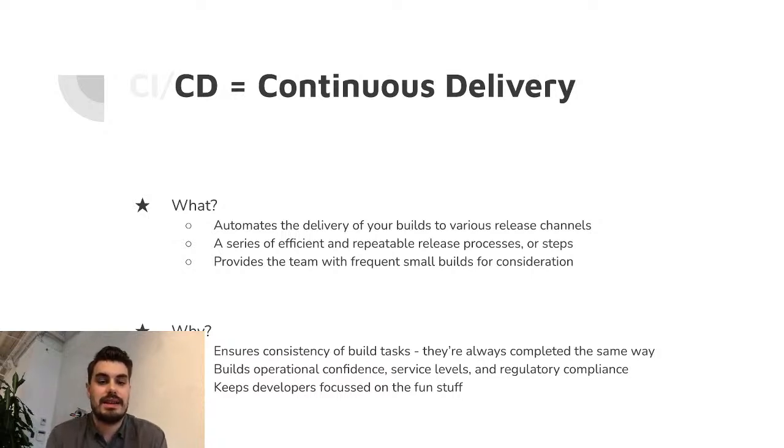We're able to understand how they work more frequently, instead of getting to the end of a feature and sometimes realizing that it's not what we wanted at all. Why do we do this? And to ensure consistency of build tasks so that they're always completed the same way. So again, this is taking the manual process out of build. And where there's manual process, there's manual errors, which always crop up.